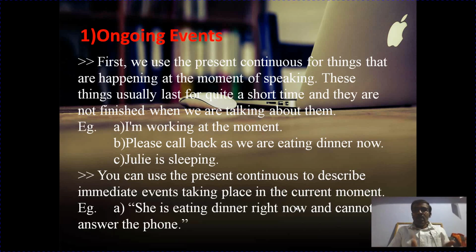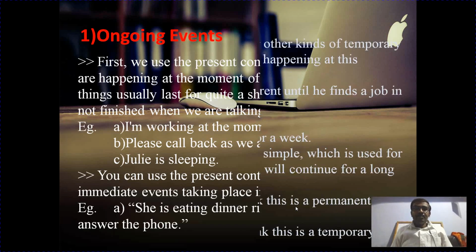So these ongoing events are categorized into two types. First is happening at the moment of speaking. Second one is immediate events that are taking place in the current moment. Two points under the ongoing events. Let us move on to the next slide.